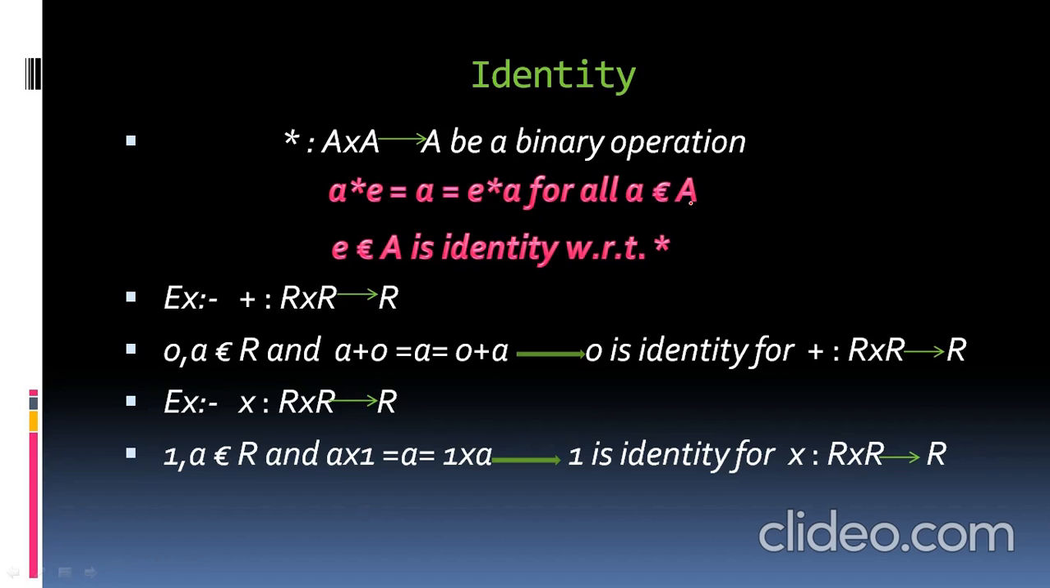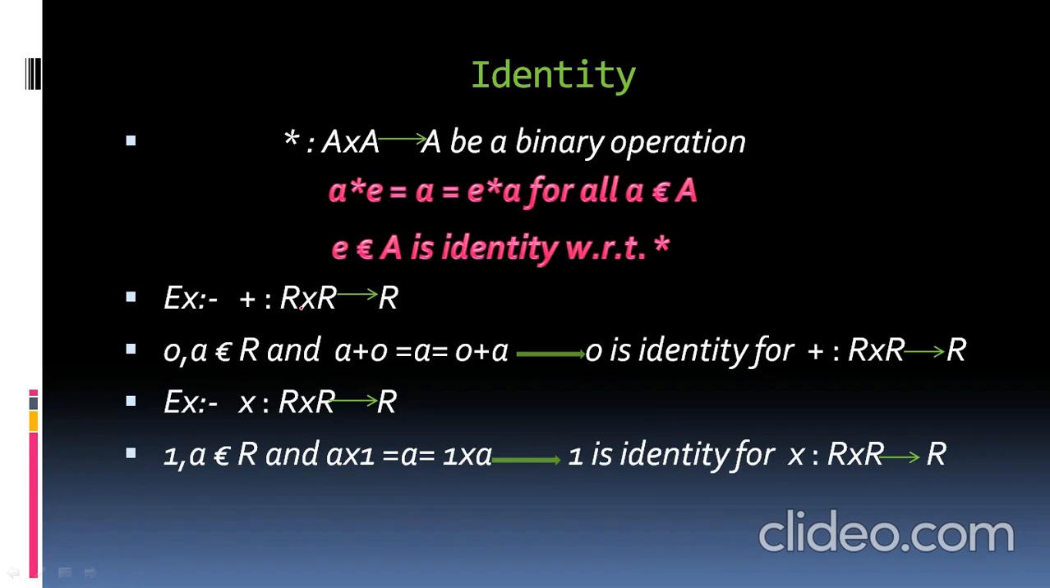Now what does it mean? It means identity is an element which belongs to the set A such that if we apply the operation between A and E, that is A star E, we get the element A. And also it is commutative, that is if we apply the operation between E and A, we change the order, then again we get the element A.